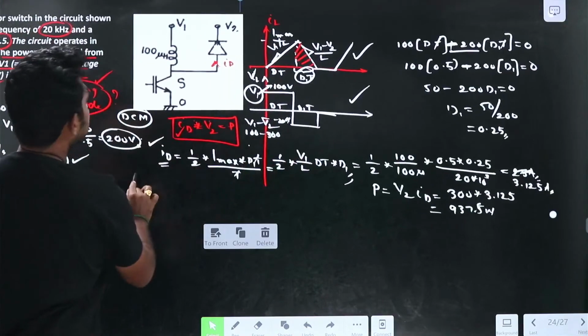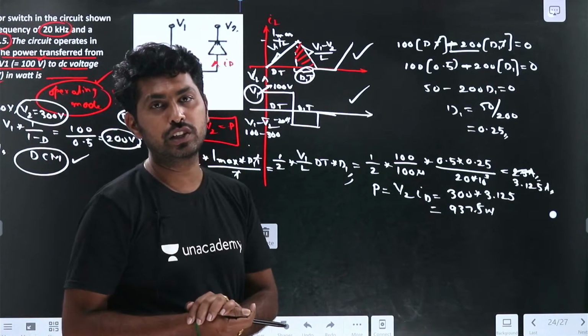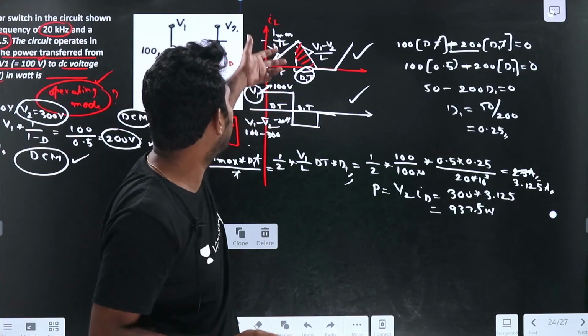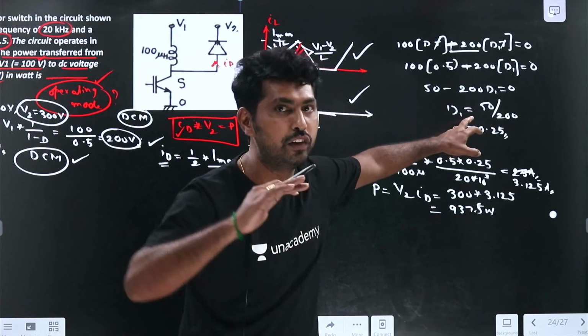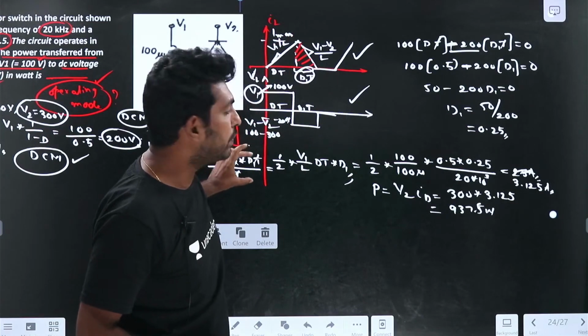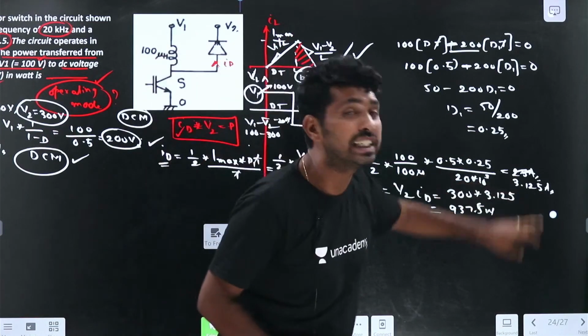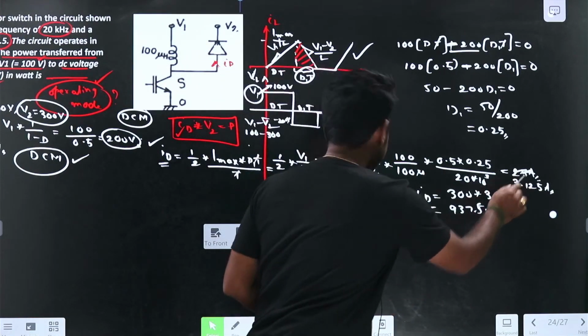So let us understand this problem. First we have to find whether it is operating in the continuous conduction mode or discontinuous conduction mode. After that we have drawn the IL waveform and VL waveform. From the VL waveform we have determined the D1 value. From the IL waveform, we have found the ID value. So we got ID as 3.125 amperes. Substitute in this, and you'll get ID as 3.125 amperes.